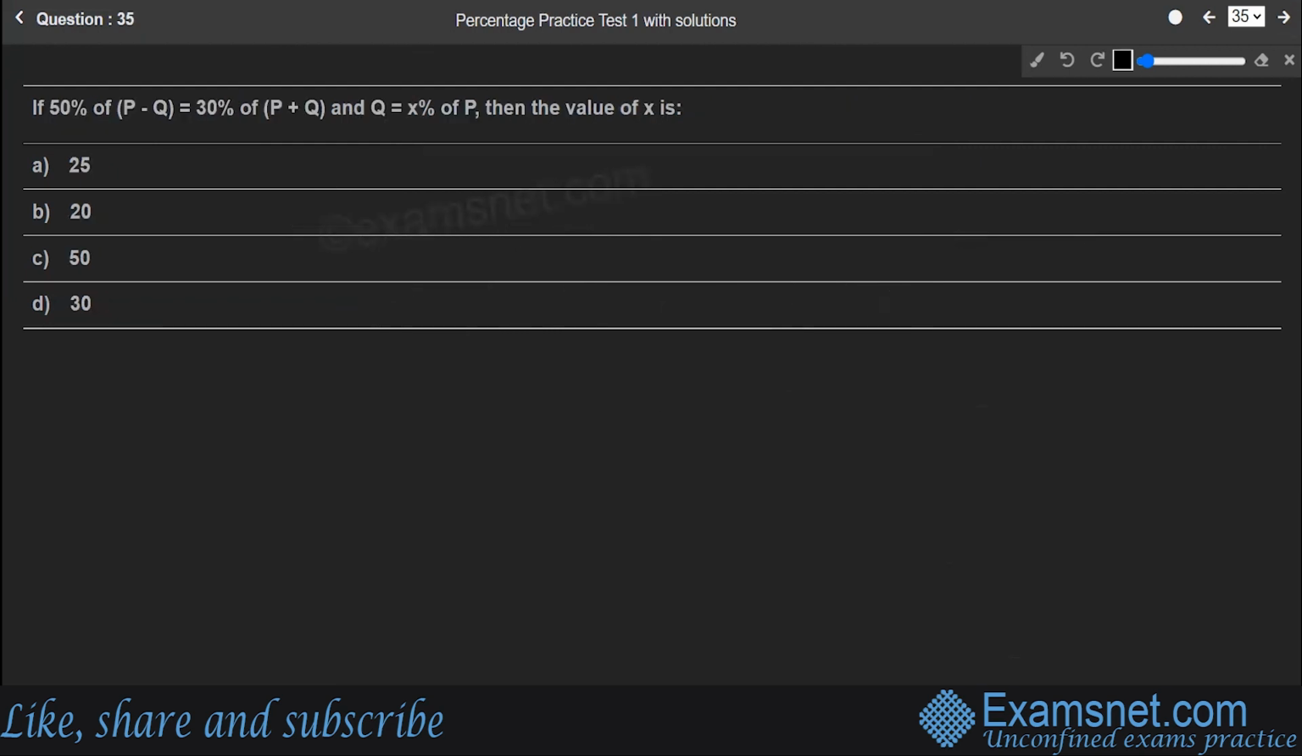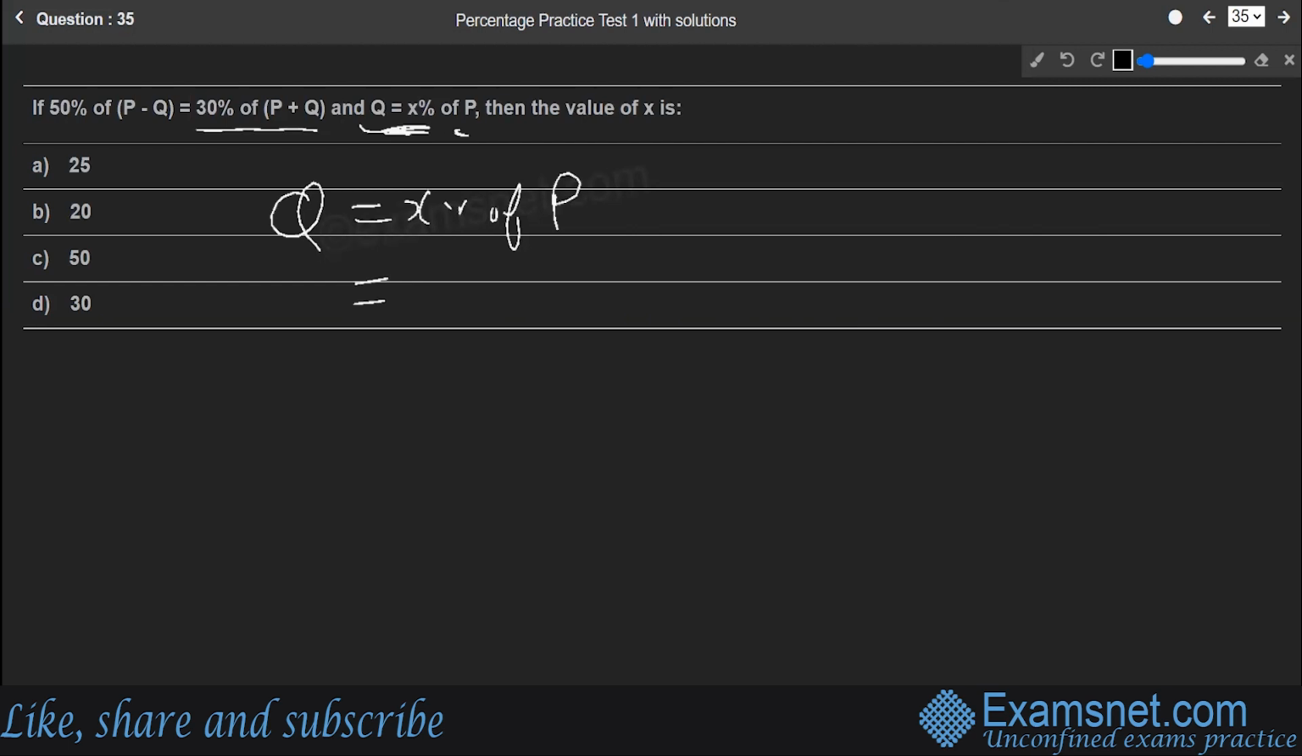Now he says 50% of P minus Q is equal to 30% of P plus Q, and Q is equal to X percent of P, then the value of X is. Clearly there is a mix and match of variables given. So what we can do is find any particular variable's value in another form, and then replace that in an already generated expression. The basic thing that we know is Q is X percent of P.